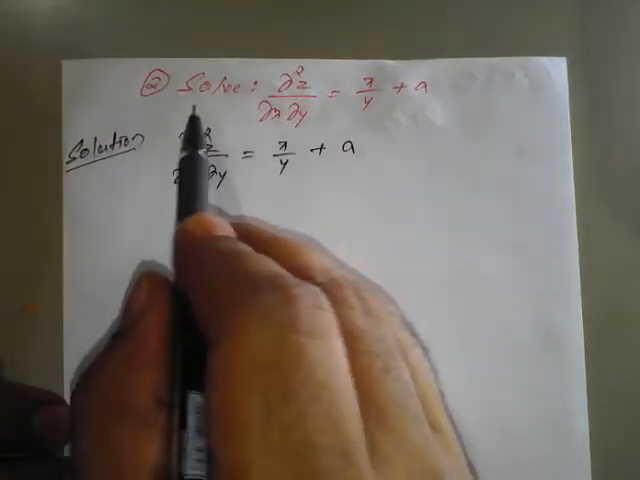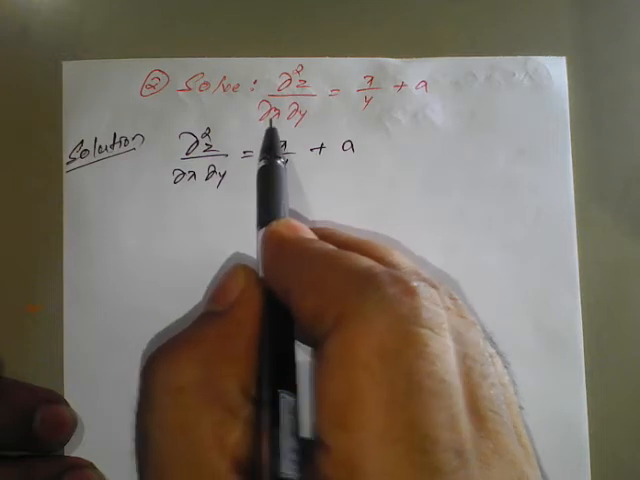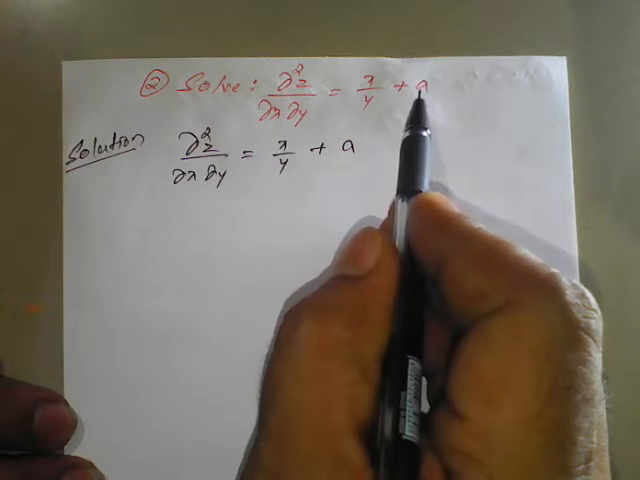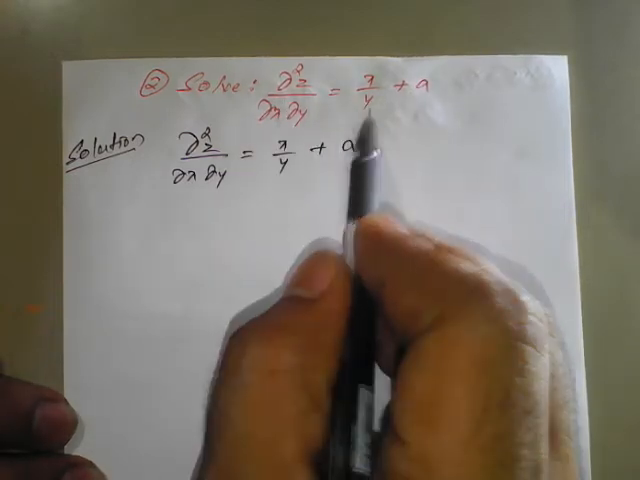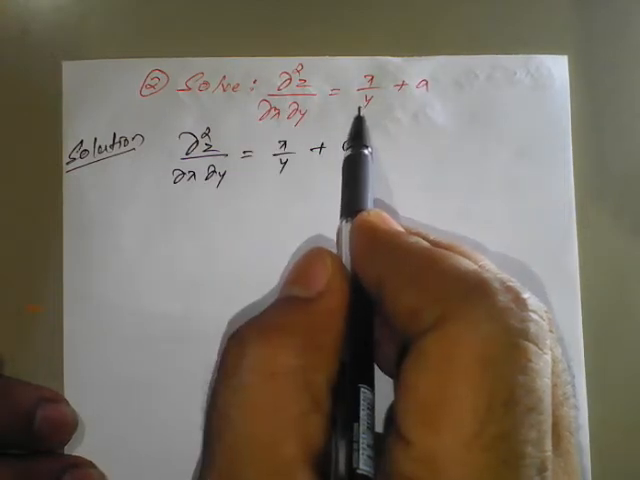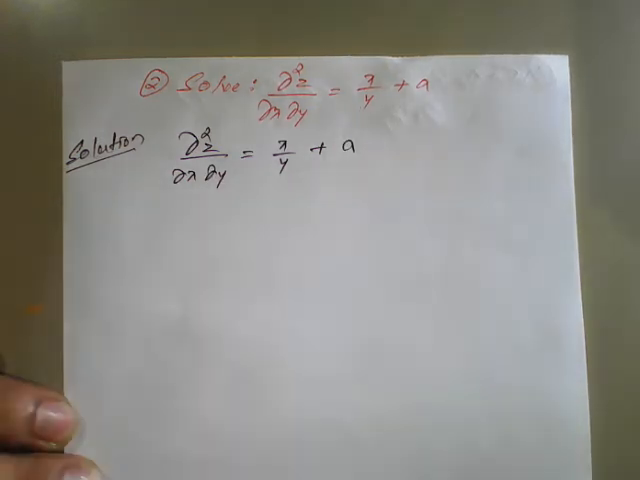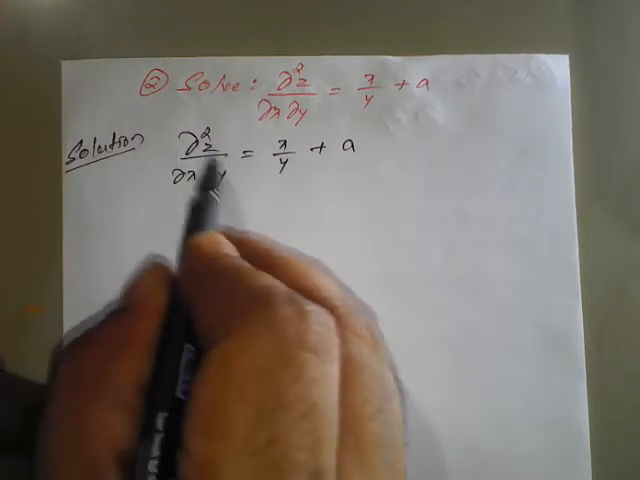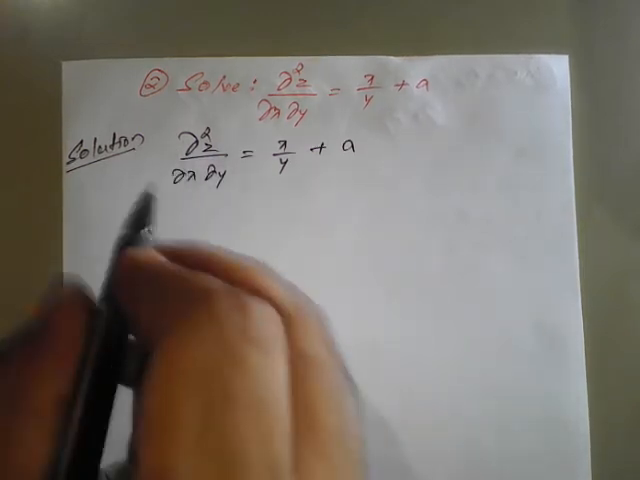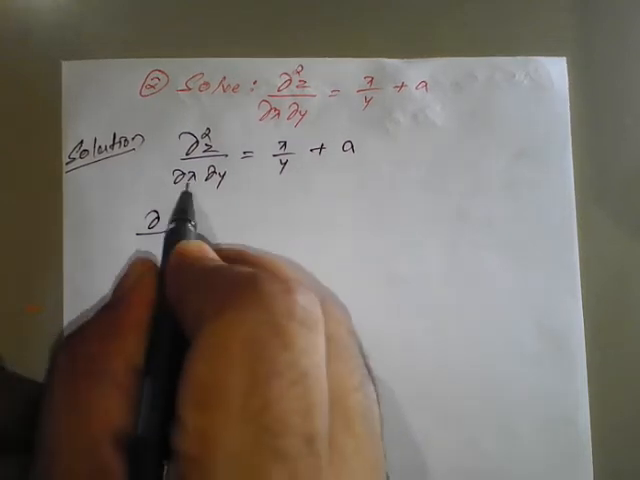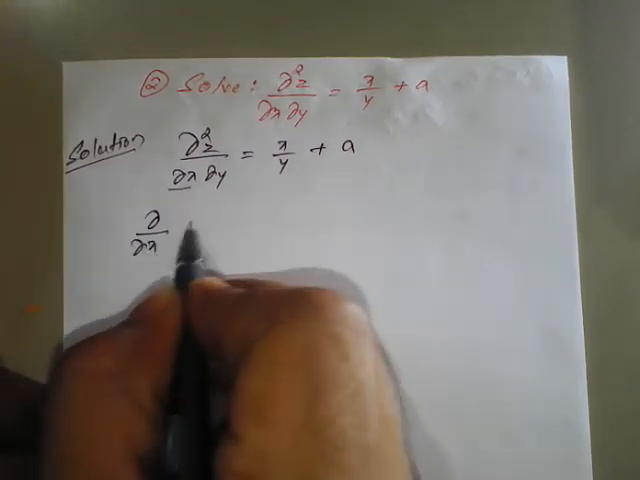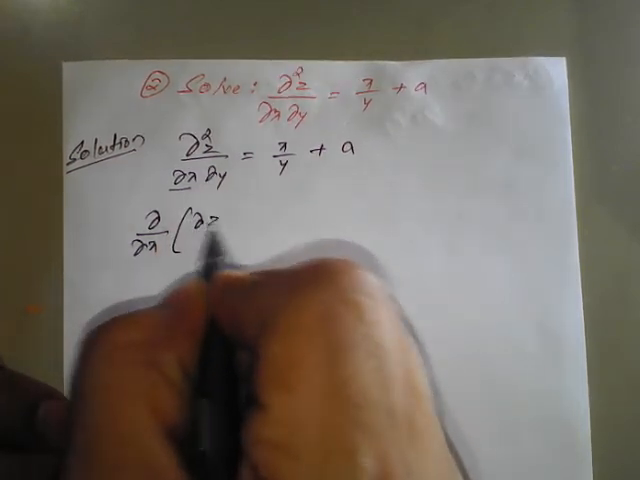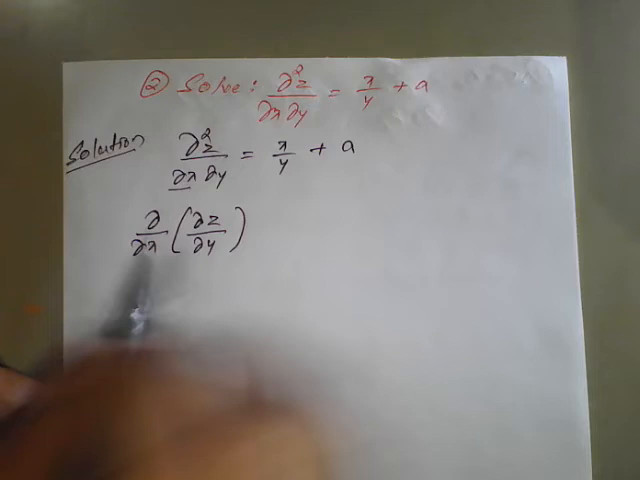Now the next question is, solve dou square z upon dou x into dou y is equal to x upon y plus a. So this is a given partial differential equation and we need to simplify it now. Before integrating this, we have to rearrange first. So I will rewrite this one as dou by dou x into, one dou I had taken, one dou left, that is dou z upon dou y is left inside the bracket.